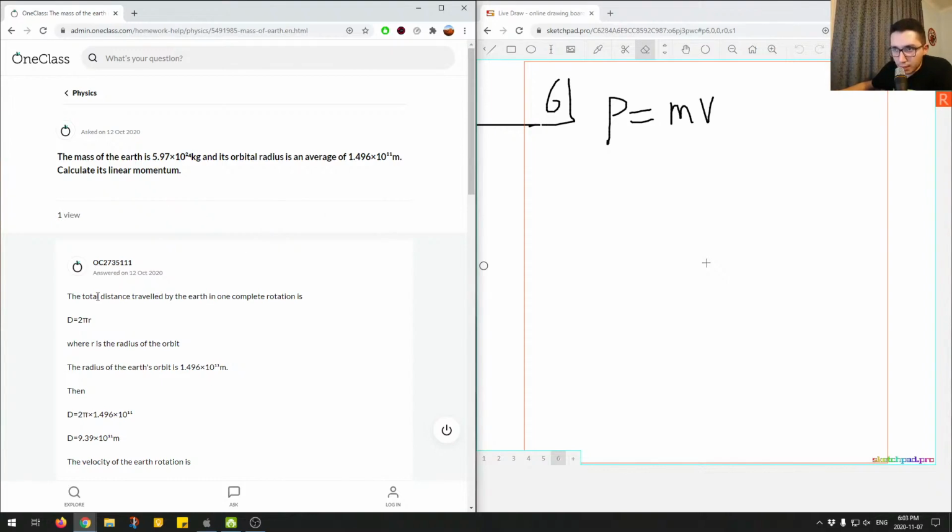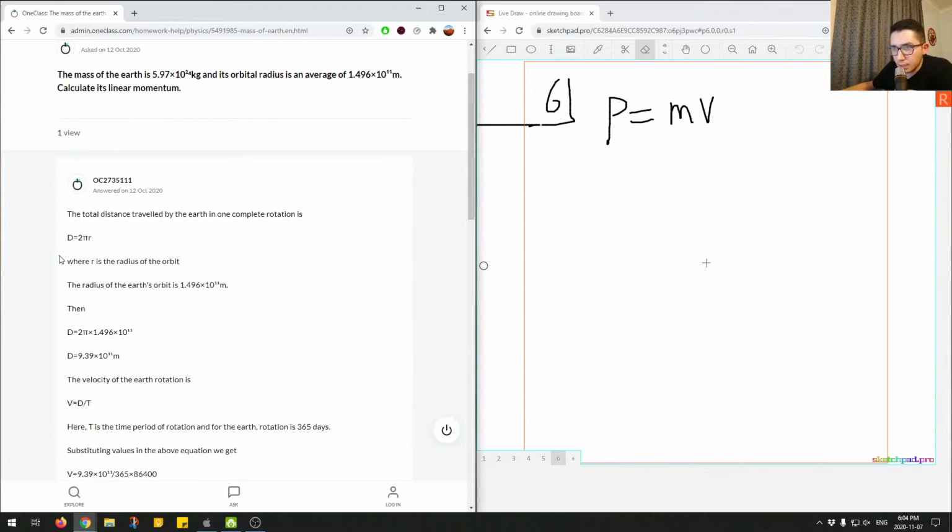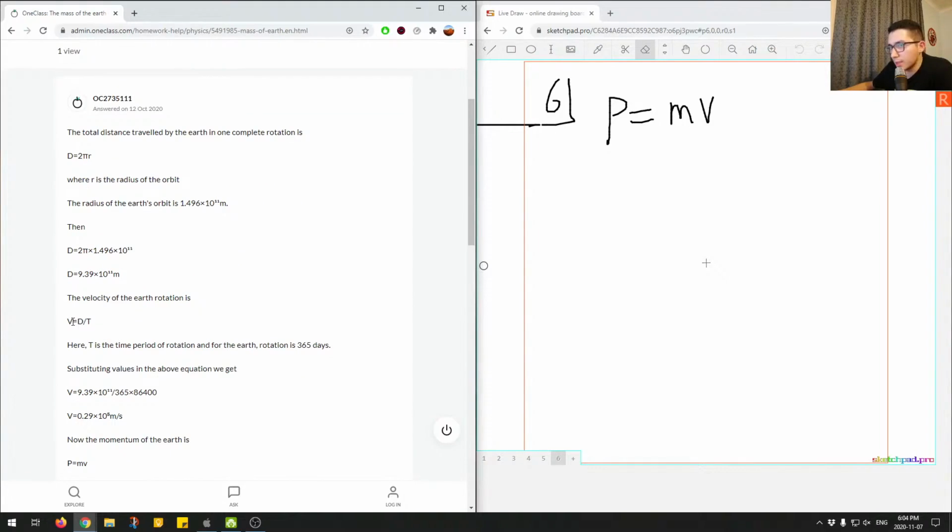So the total distance traveled by the Earth in one complete rotation is d is 2 pi r. So 2 pi r is just the circumference of the orbital radius. If we plug this in, we'll end up with the circumference, or d here. It's the distance traveled by the Earth. So knowing this, we can calculate this, and then we know velocity.